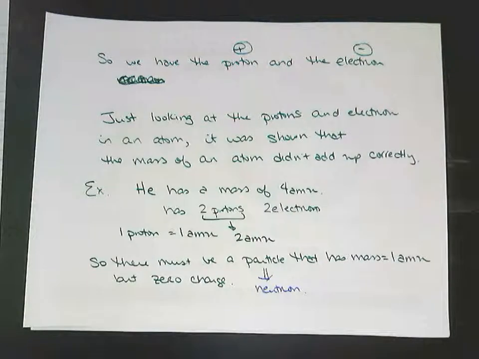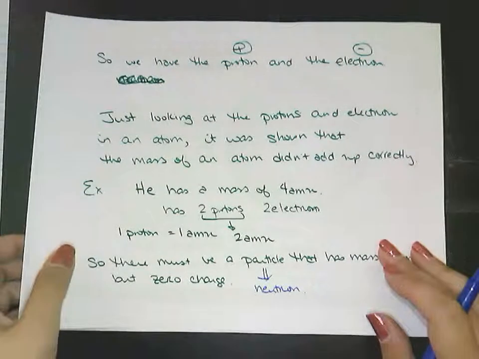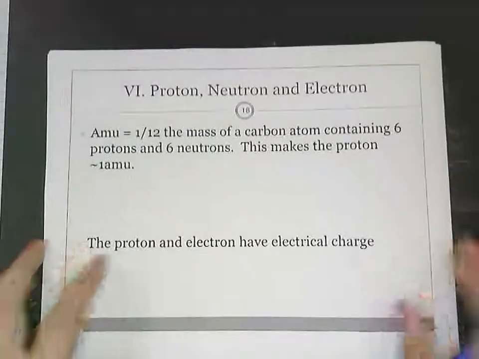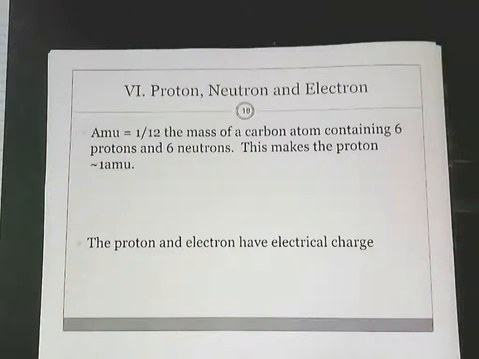So now we're ready to kind of put them all together and figure out what makes an atom of one thing different than an atom of another thing. It's going to have something to do with what we just talked about. Everyone caught up on that? Yeah. All right, so let's talk about protons, neutrons, and electrons, atomic mass units, charges, atoms, ions, isotopes.